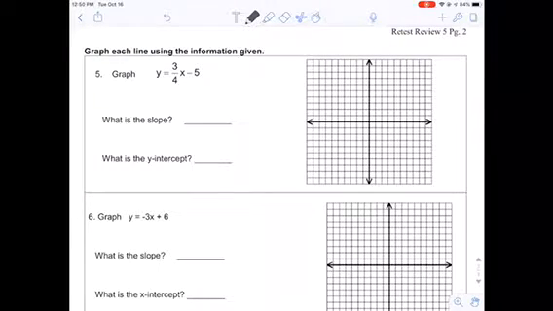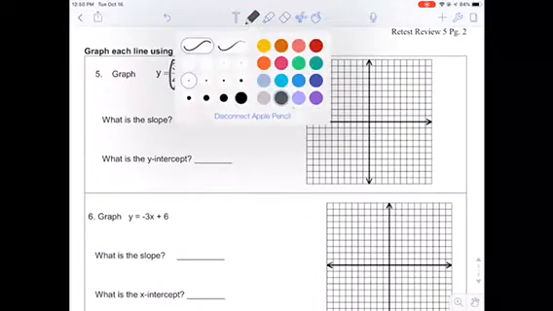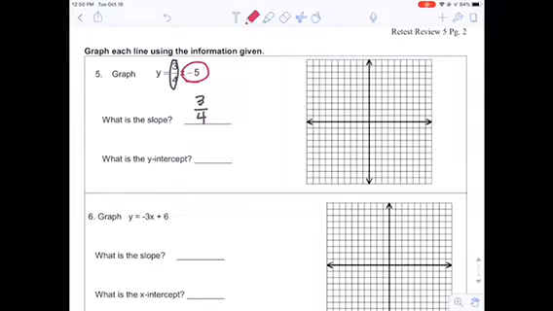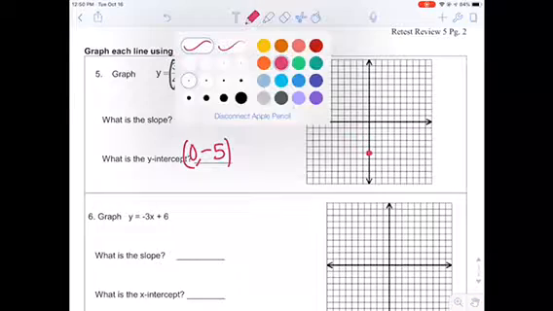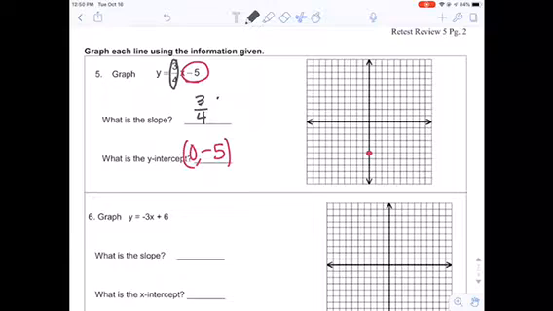Problem 5, they're asking me to graph y equals 3/4 x minus 5. So my slope is 3/4. That's the number directly attached to x. And my y-intercept is -5, which needs to be listed as a point and is where we start to graph. So I'm going to go down to -5 on the y-axis because that's my y-intercept. And then my slope goes up 3, right 4. Up 3, right 4, and once I have a couple of good points, I can graph my line.